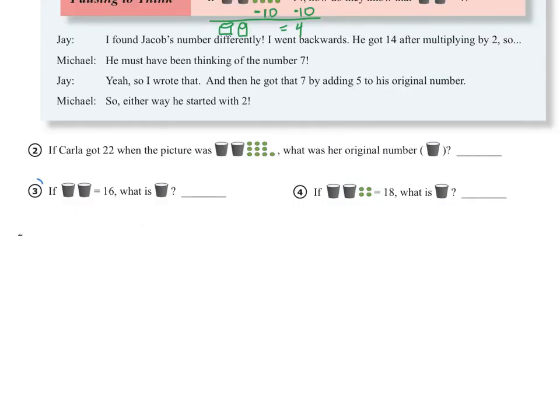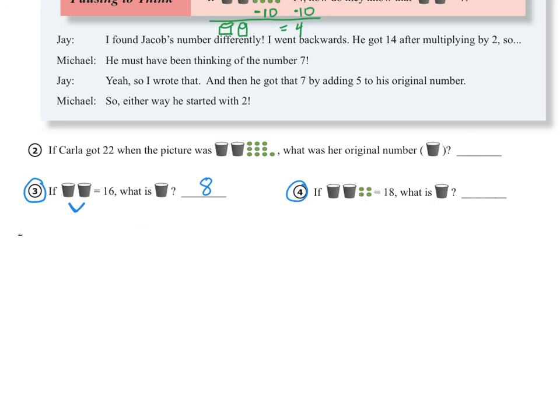Okay, let's move down to number 3. We'll come back and do number 2 in a little bit. Number 3 says if 2 buckets equals 16, what is 1 bucket? Well, I know that it has to be the same thing in each bucket. That is something that you need to remember, is that when there's 2 of the same symbol, like a bucket, it means that there's the same thing in both of those. And so what's the same number that if I add it together or have 2 of them, I get 16? That would be 8.